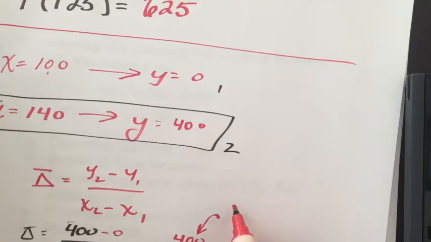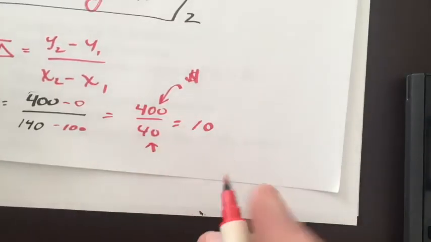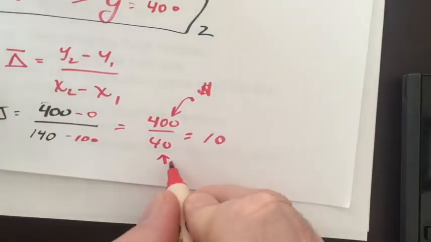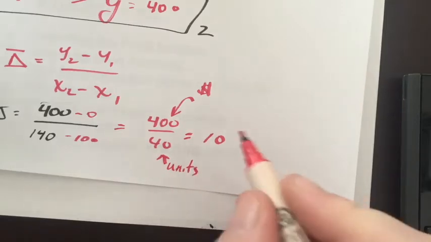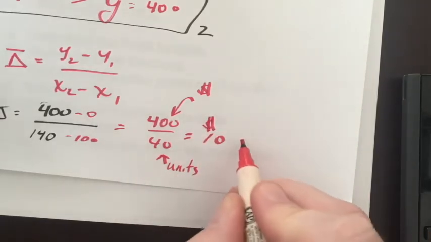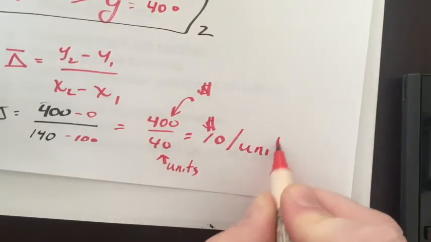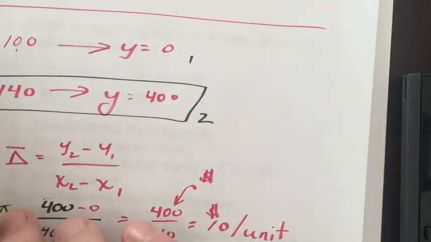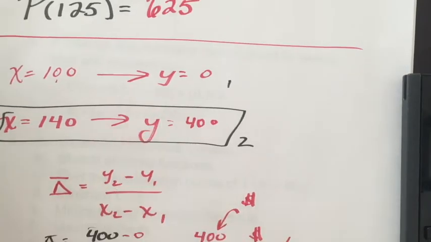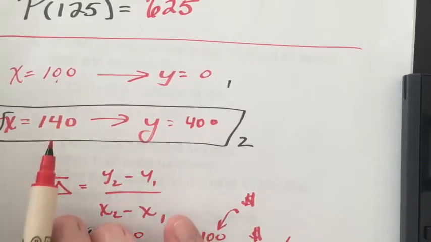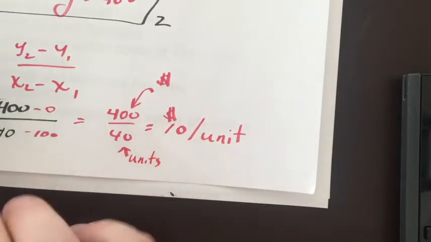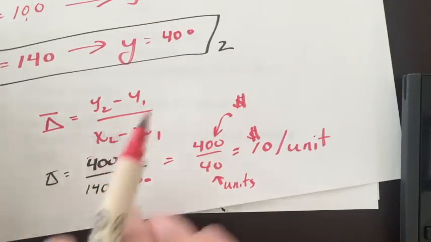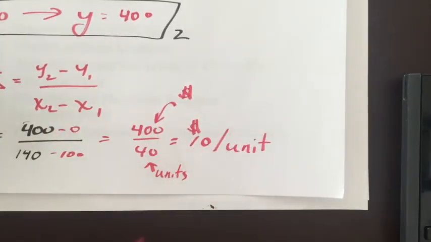X represents units, so this is dollars. This is units down here. We have dollars and units. And so the appropriate response is $10 per unit. If we were to ask the question, what is the average rate of change in profit from 100 units to 140 units? The correct answer is the average rate of change, or that delta bar, is $10 per unit.